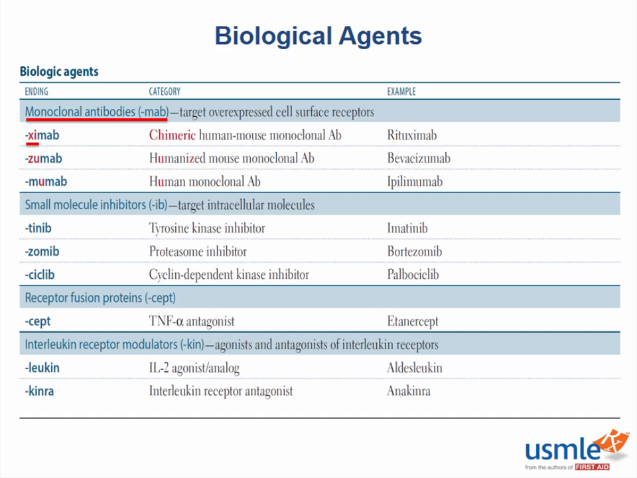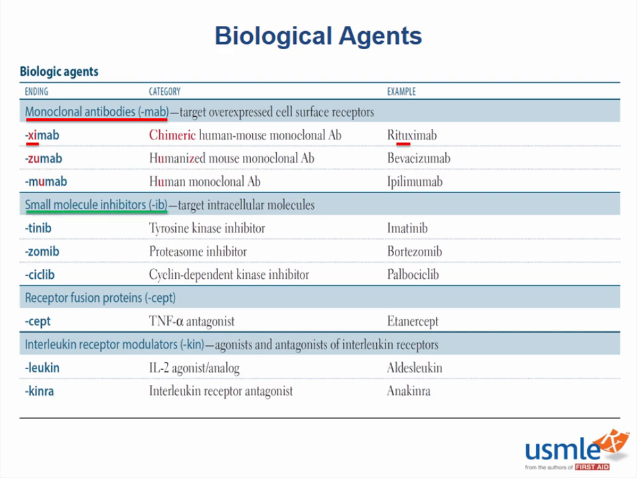The substem before that is called the target substem and tells us what our monoclonal antibody is targeting. So in this example, the TU in rituximab tells us it's targeting a tumor. If you Google monoclonal antibody nomenclature, there are some very helpful charts that help me learn these drugs in a more efficient way than trying to memorize them individually.